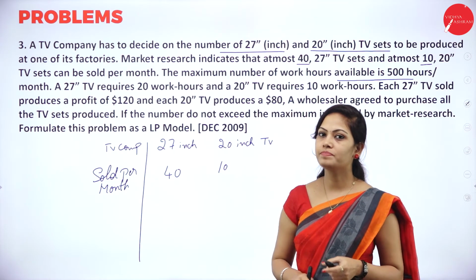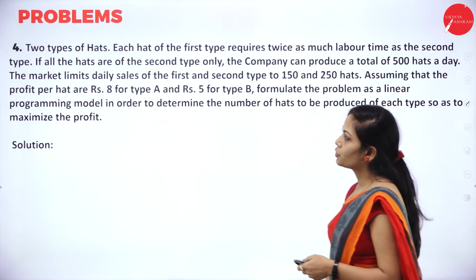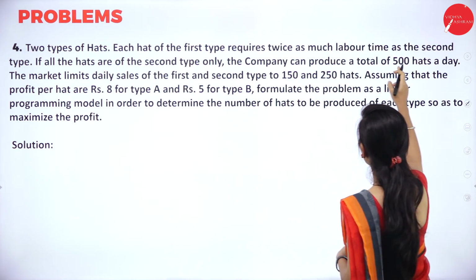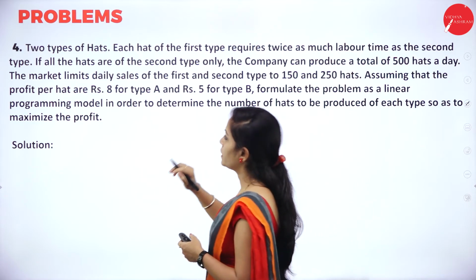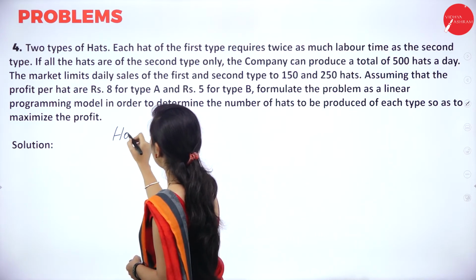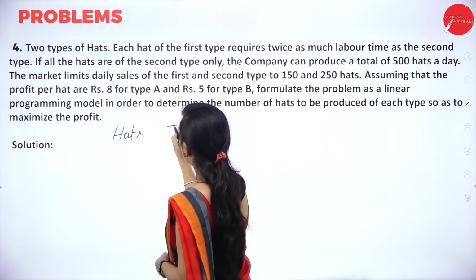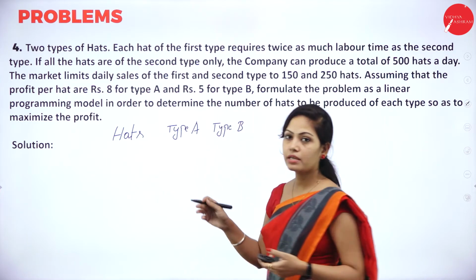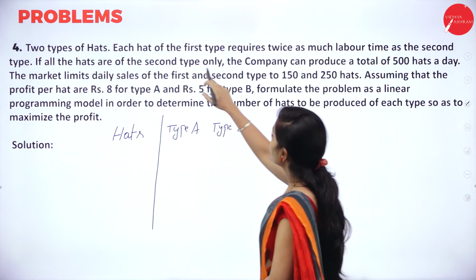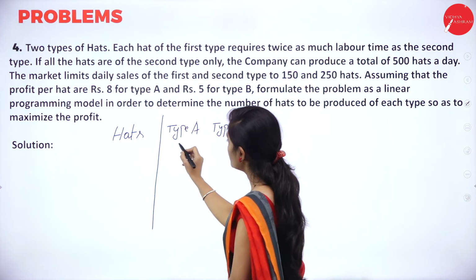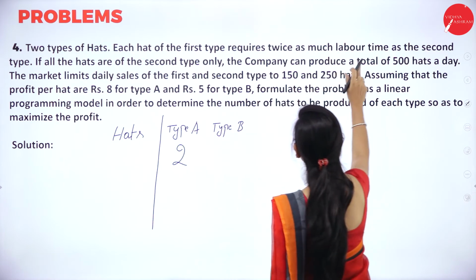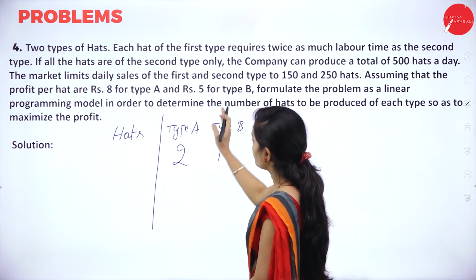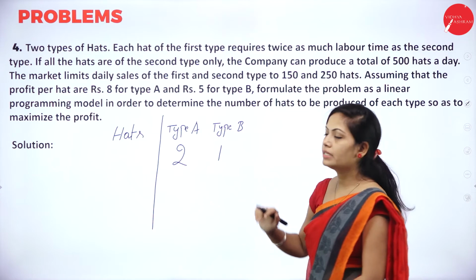This is an assignment question. So the next question is about two types of hats. Each hat of the first type requires twice as much labor time as the second type. So the company is manufacturing two types of hats, that is hat A or hat B.